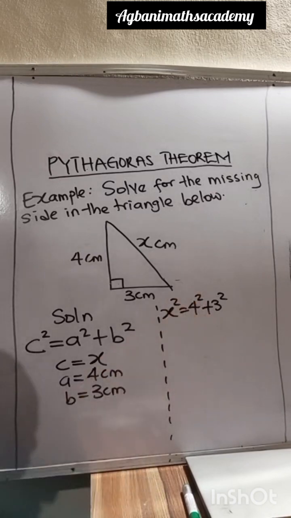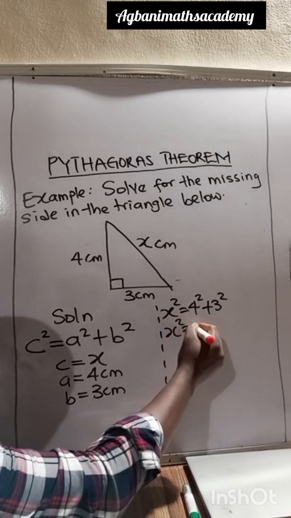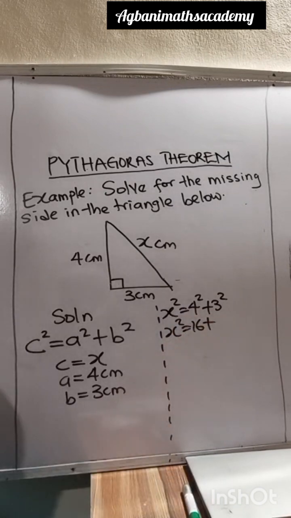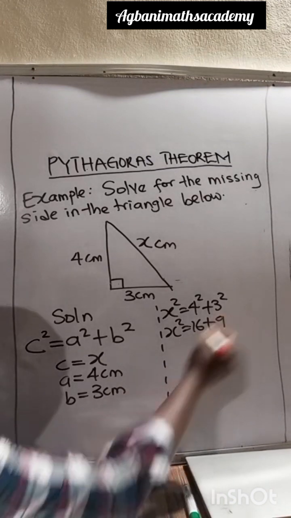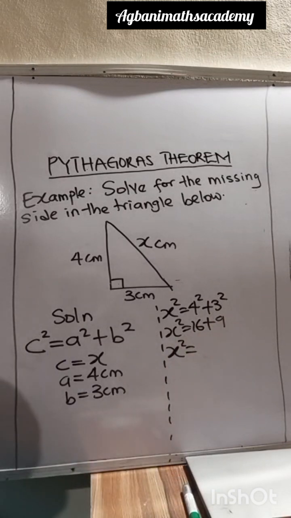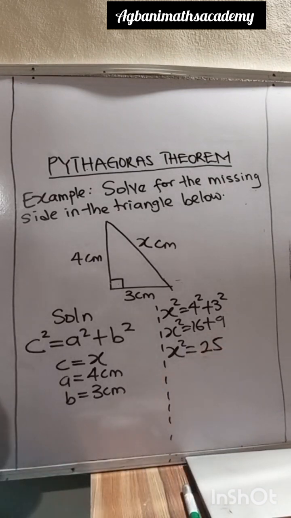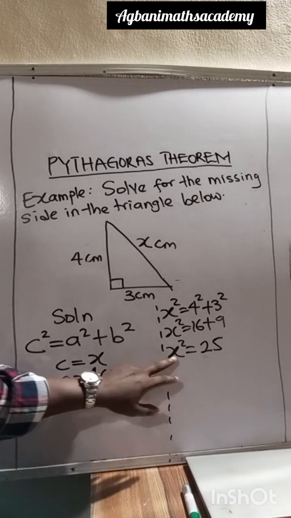So moving further, 4 squared is the same as 4 multiplied by 4, which is 16. So x squared is equal to 16 plus 3 squared, which is the same as 3 multiplied by 3, which is 9. So x squared is equal to 16 plus 9, which is equal to 25. So x squared is equal to 25. But are we looking for x squared? No, we are not looking for x squared. We are looking for x.